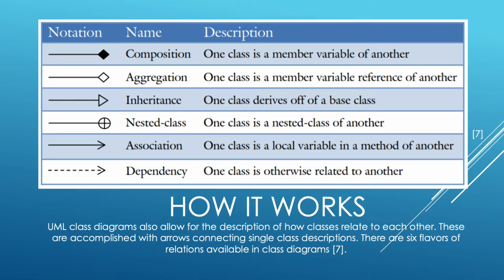Different classes in a UML diagram can show relationships using different lines. In a UML diagram, you can have composition relationships, aggregation relationships, inheritance, nested classes, associations, or dependencies. In the following slides, we'll go over these different types of relationships.